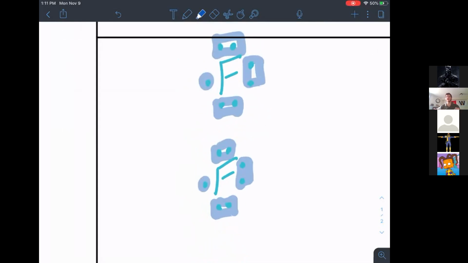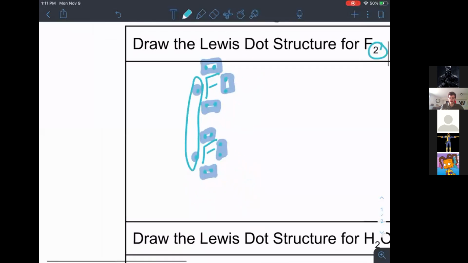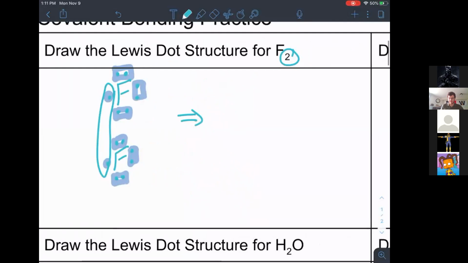And so to show that they're going to share their electrons, what do we have to do? A circle around them. We're going to circle the two that are going to be shared to show that we're going to create a bond between those two valence electrons. Now, when we create that bond, how do we show that there was a bond created between those two fluorines?